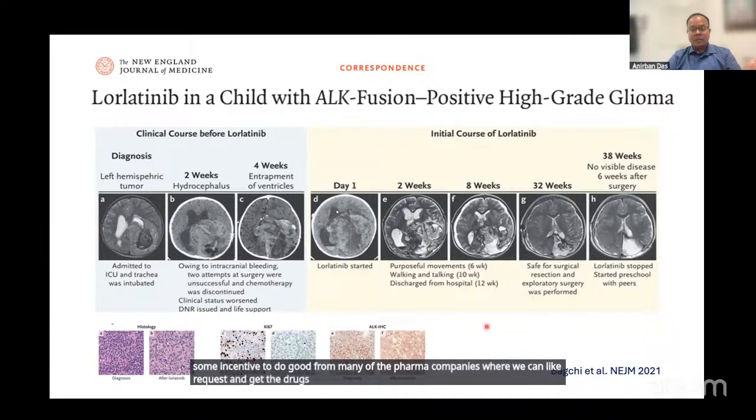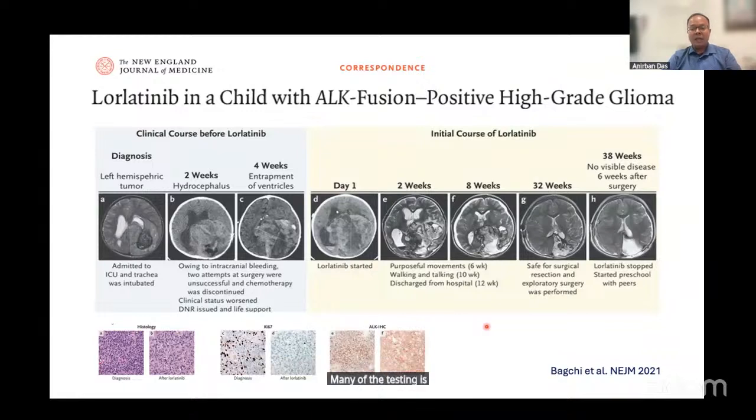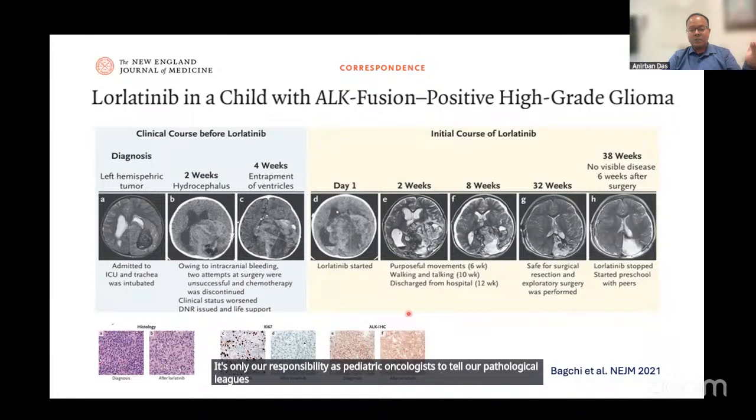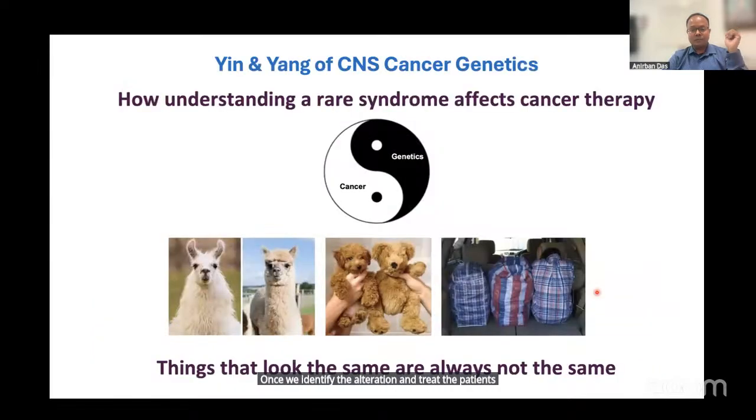The testing is something that I think we have to work with our pathologists on because much of the testing is already available for adult lung cancers. It's only our responsibility as pediatric oncologists to tell our pathology colleagues to use some of those tools, including ALK-IHC or other sequencing platforms, to diagnose that they have those alterations, because you can see the effect that the drug has once we identify the alteration and treat the patients appropriately.